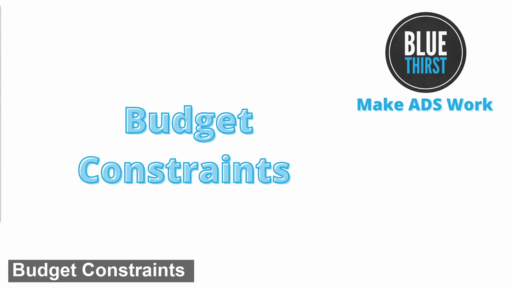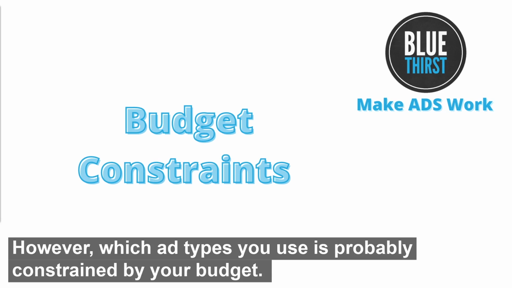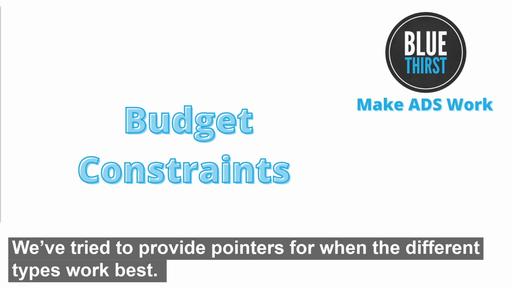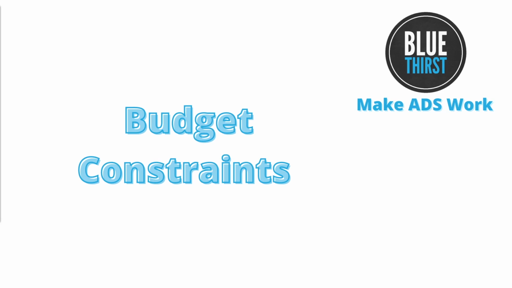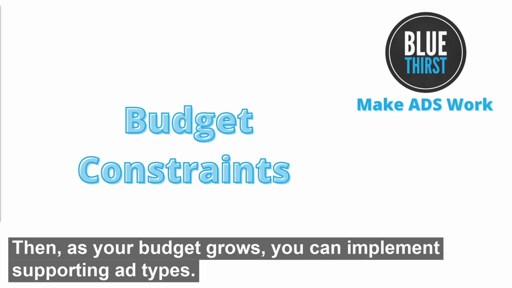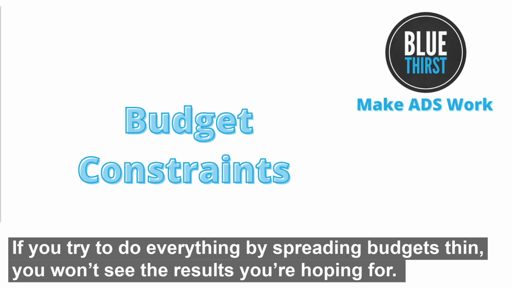Budget constraints. Now you've covered all the different ad types, you've probably figured out that a lot of them may work for you. However, which ads you use is probably constrained by your budget. We've tried to provide pointers for when the different types work best. The best suggestion we can give you is to start with the one which is going to produce the most important KPI. Then, as your budget grows, you can implement supporting ad types. If you try to do everything by spreading your budgets too thin, you won't see the results that you're hoping for.